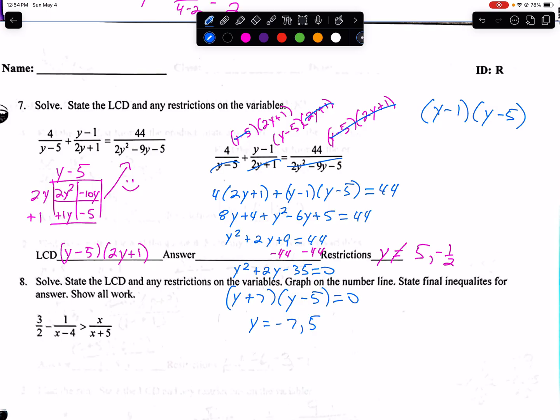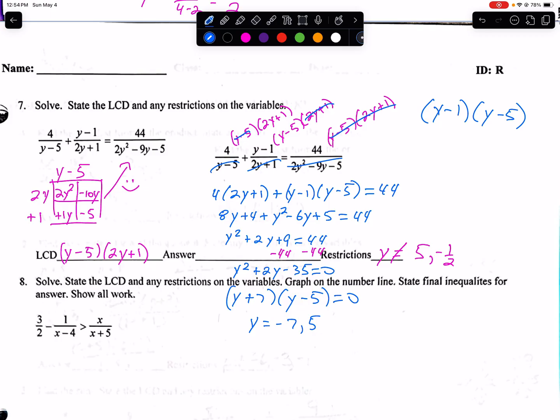So then you write x plus 2 in parentheses, right? y plus 7 and y minus 5 equals 0. And then you set both of those equal to 0. So y plus 7 equals 0. Write it down here, you got plenty of space. y plus 7 equals 0, and then y minus 5 equals 0.